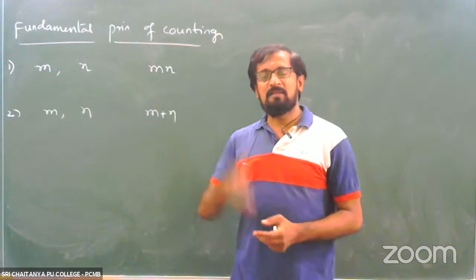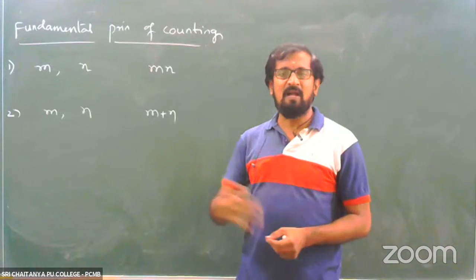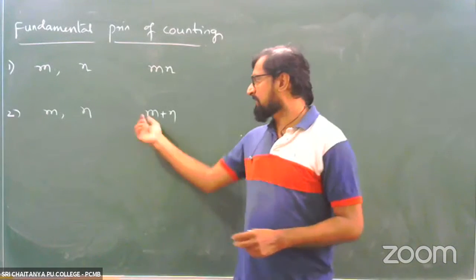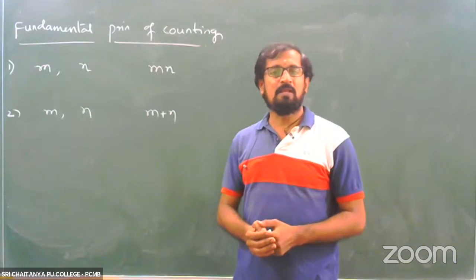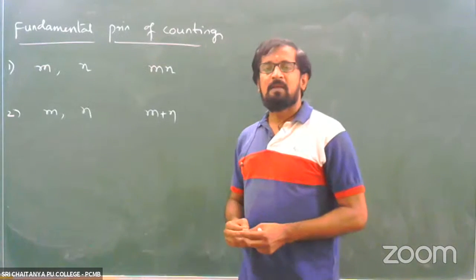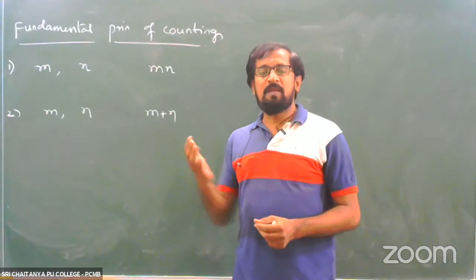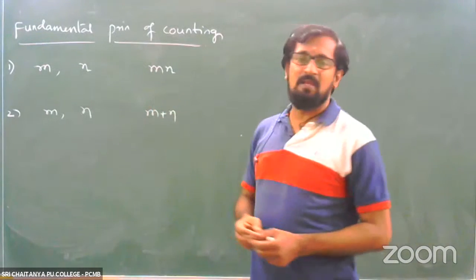If I want to arrange the same question, 5 boys and 5 girls, alternately, then it comes m plus n. Means, if you want to take some cases in one problem, then you should use m plus n. If the works are to be done together simultaneously, it should be given by mn ways.